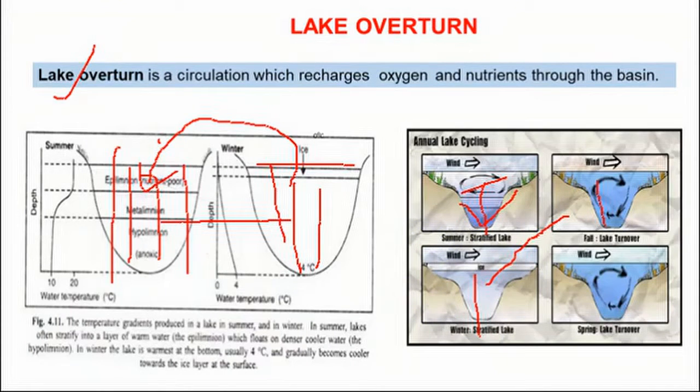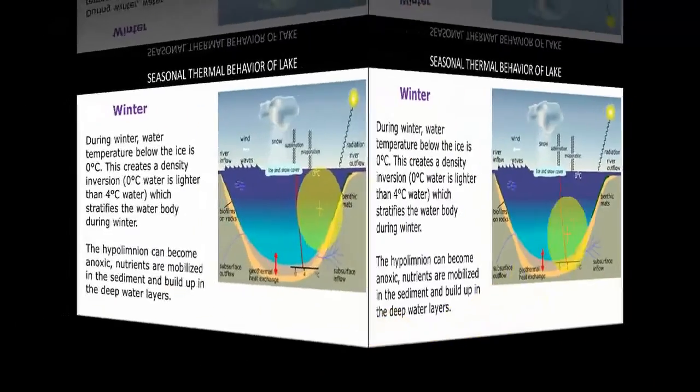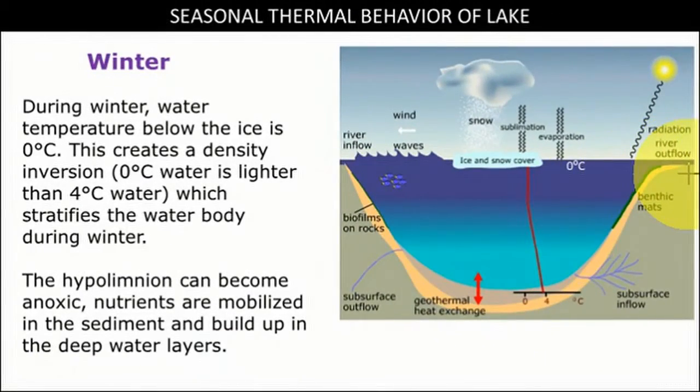Then it comes spring, again the mixing takes place, so the situation returns to fall-like situations. So this is what the lake overturn again changes. So every time the lake's health is defined, we can define it in terms of this lake overturn. So let us have a look at the different situations of a lake across different seasons.